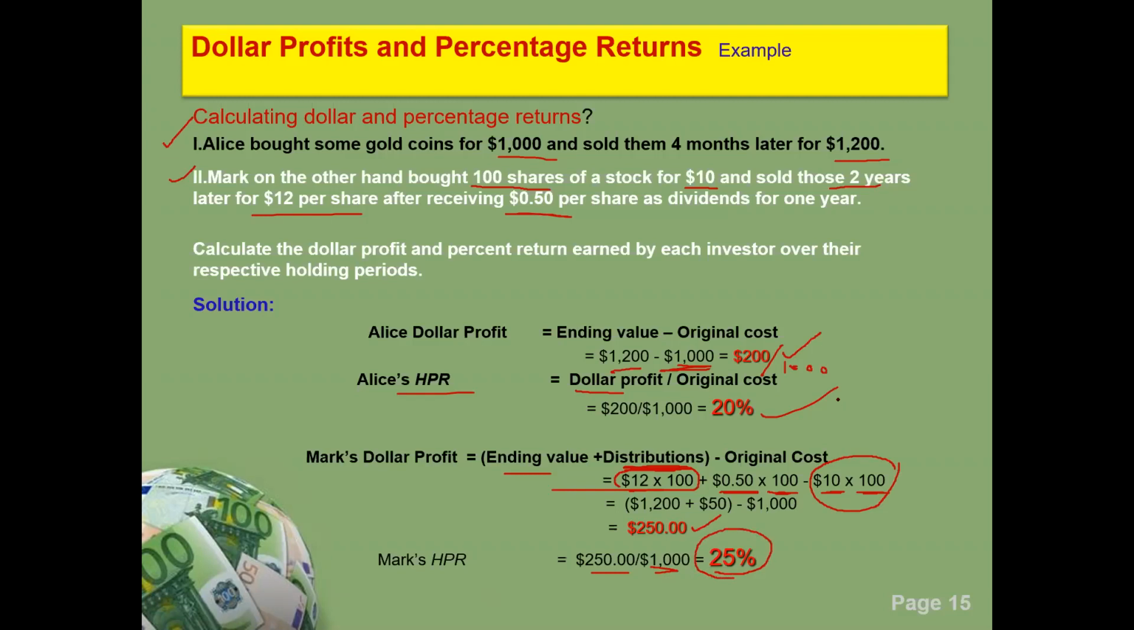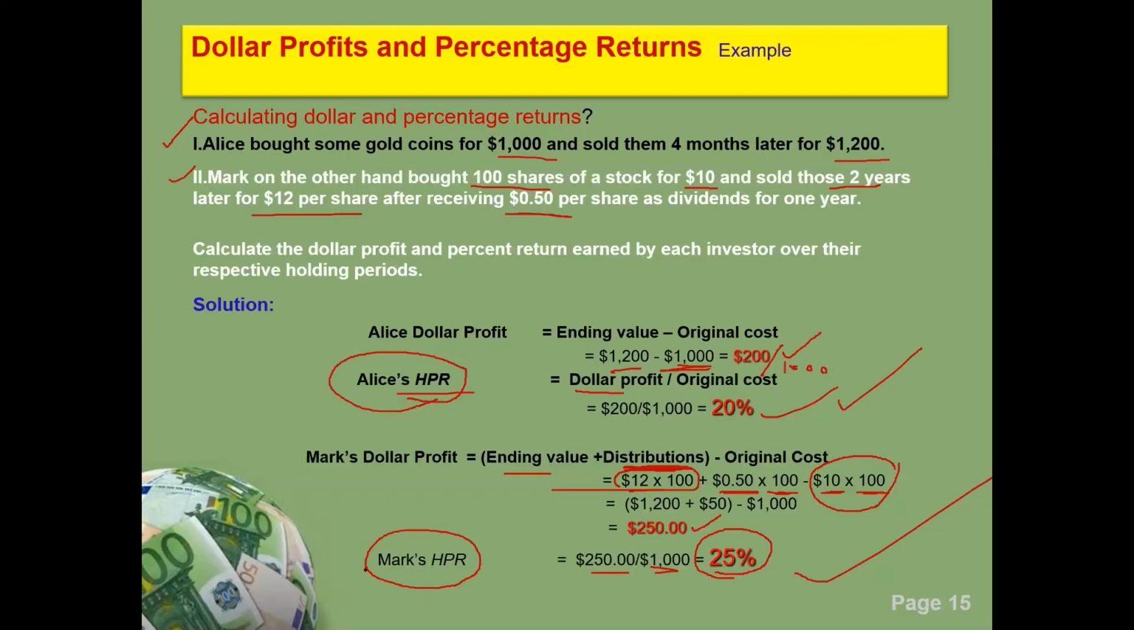So the return of the first investment is 20%. The return of the second investment is 25%. The calculation is very easy, so I'm not focusing on it. What is more important is to discuss the idea. If I say the holding period return of Alice was 20 and of Mark was 25, which investment is better? Mark. Yes, it looks like that.